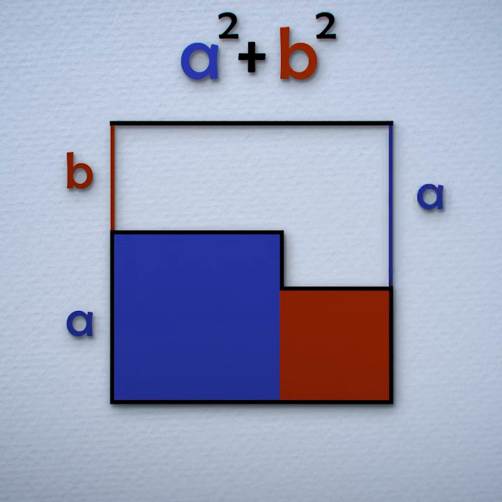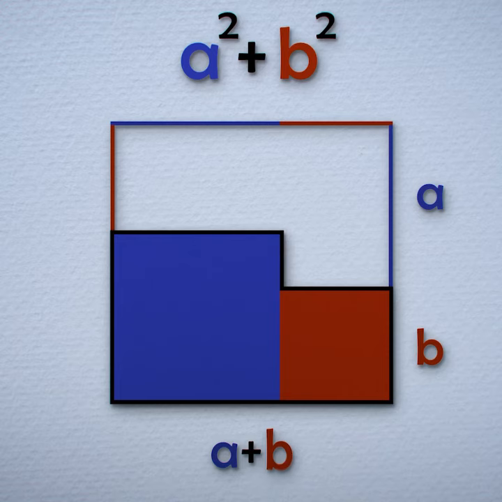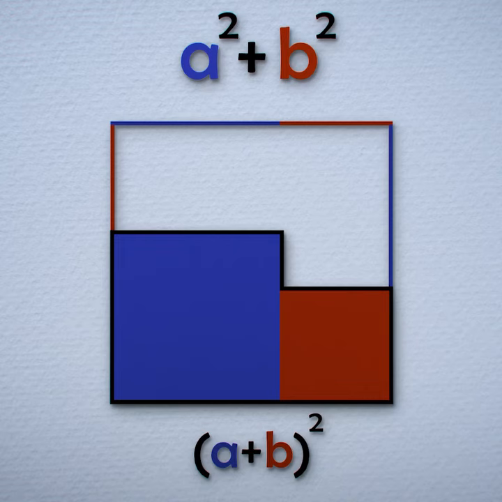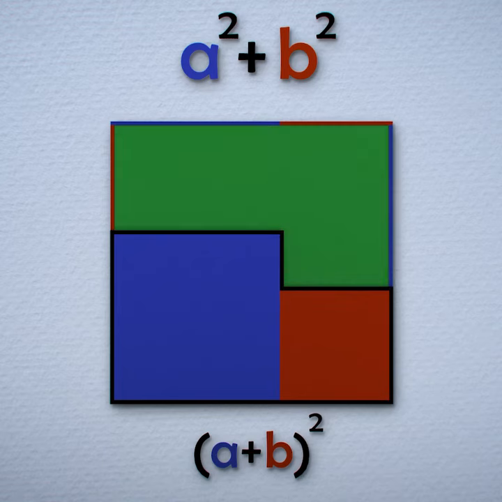of a onto b. The area of this extended square is (a plus b) times (a plus b), or (a plus b) squared. The original area we're looking for is (a plus b) squared minus the area we added on. We can slice through this extra area to create two identical rectangles.